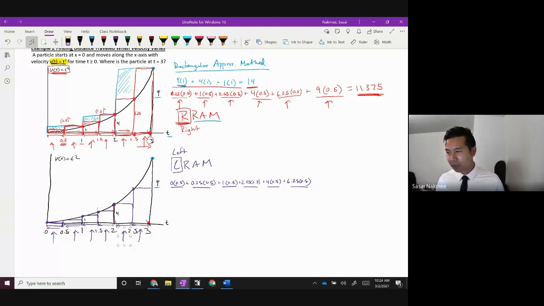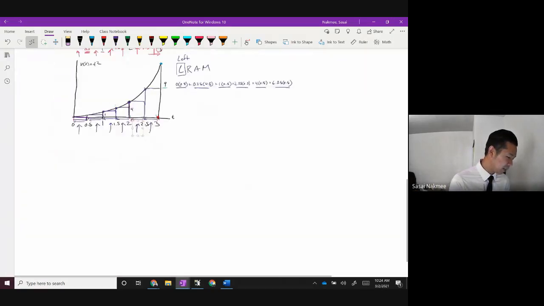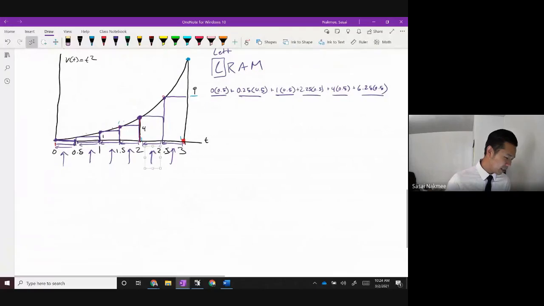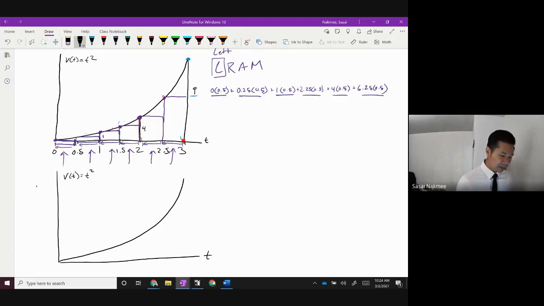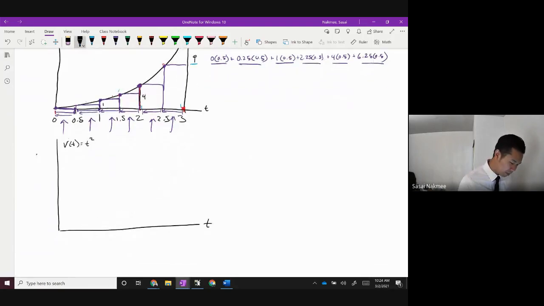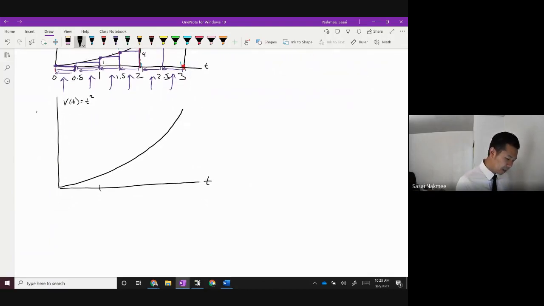But the last one I wanted to show you is going to be MRAM before I let you go today. The last one I want to show you is MRAM. I'm just going to redraw this picture because copying, pasting, and erasing it was a little bit too much work. So let's go ahead and redraw this one. All right, this is v of t equal to t squared. Let's redraw this one so it looks something like that. All right, I could do better. There we go. So this is going to go from 1, 2, and 3.